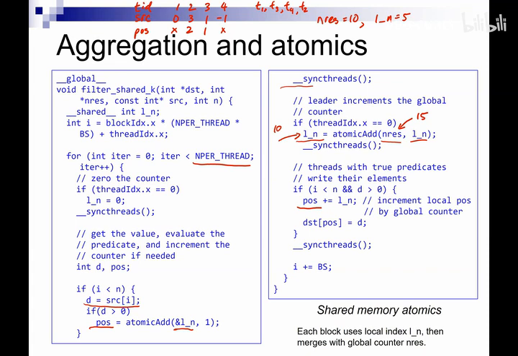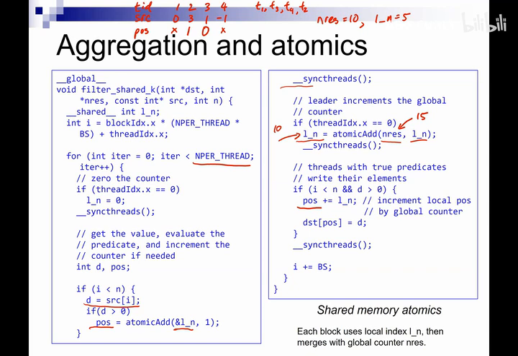Oh, I'm sorry, these values are incorrect. Let me go through this again. Thread 1 has a negative value, so he doesn't do the atomic add, and therefore he doesn't have a position. Thread 3, when he executes, does the atomic add, but he gets the old value. He gets an old value of 0, and then ln becomes 1. Thread 4 doesn't do the atomic add. Then thread 2, when he does the atomic add, gets a value of 1 for position, because he gets back the old value, which is 1, and then ln becomes 2.